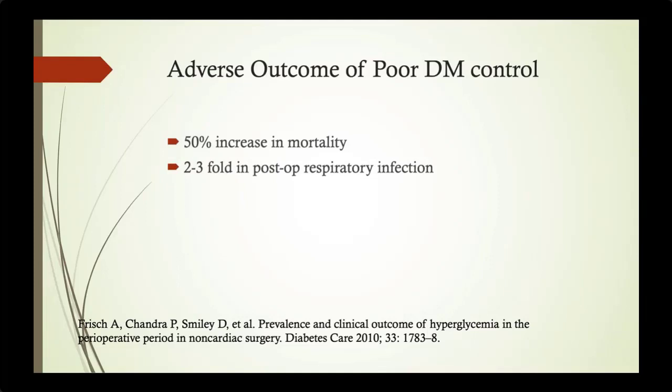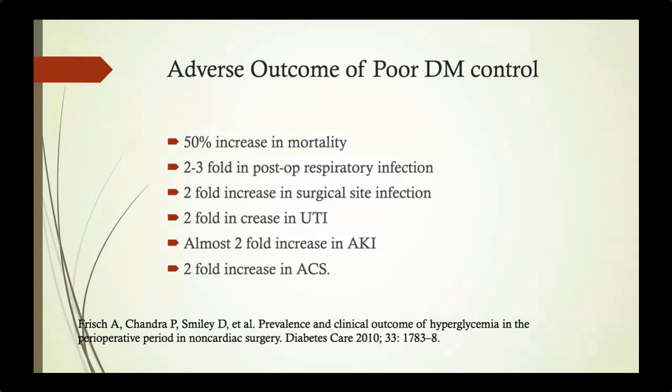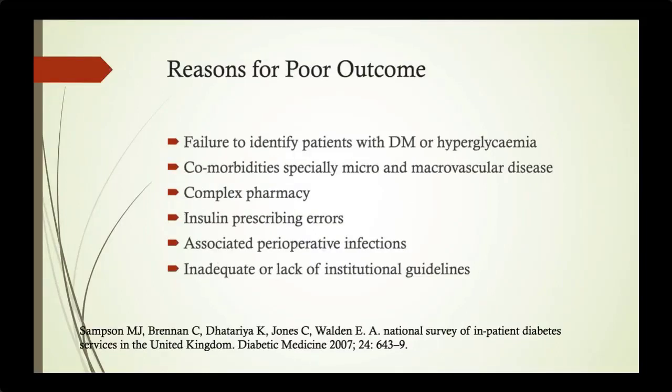2-3 fold increase in postoperative respiratory infections, twofold increase in surgical site infection. Again, the same sort of rate of increase in urinary tract infection and increase in acute kidney injury. So they are very high risk also. We shouldn't forget the acute coronary syndrome in these patients, and again, all the risks in these patients are at least double the normal population, as we all know.